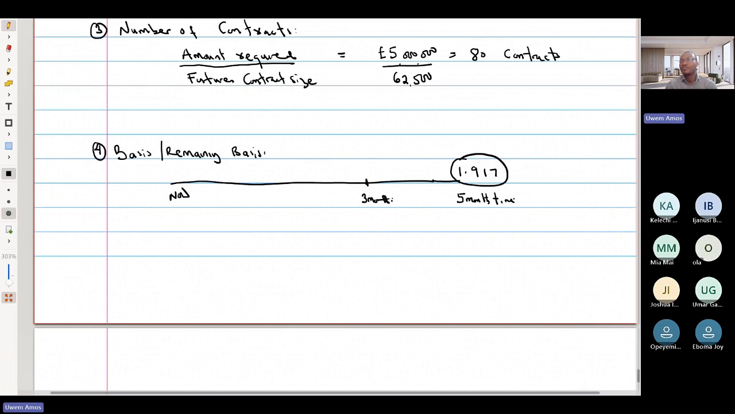Maybe somewhere here. So because we're not holding it up to maturity, which is 5 months, we need to look for a way to adjust the price. So we need to look for a way to adjust the price of 1.917 to reflect the value in 3 months' time.